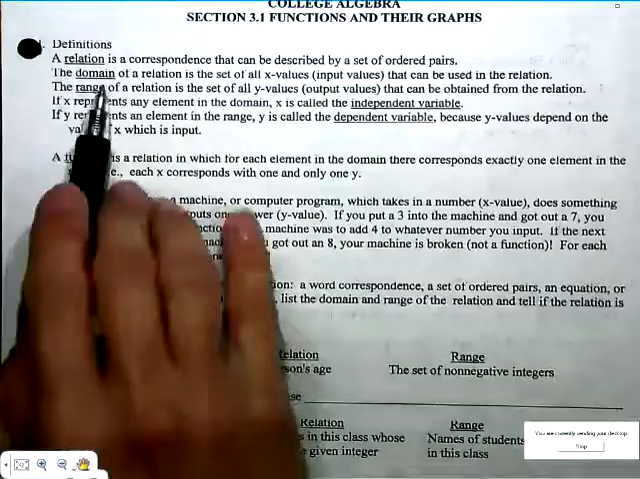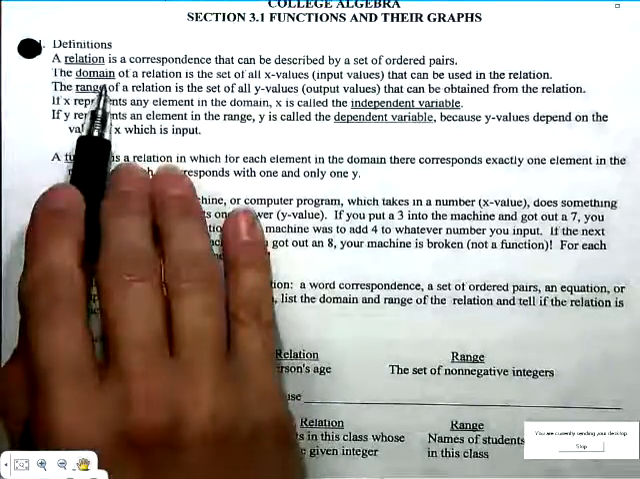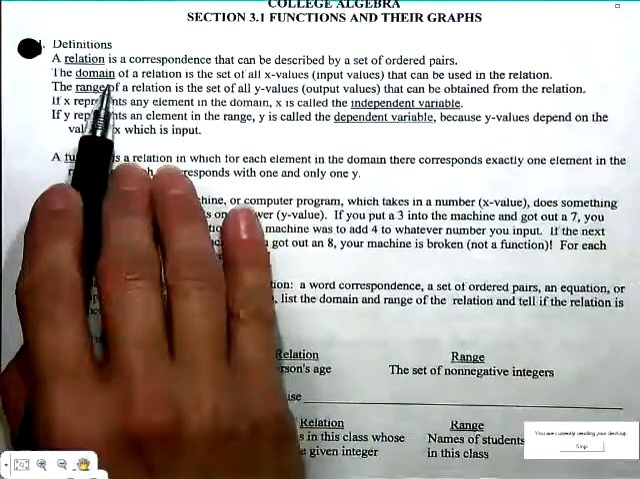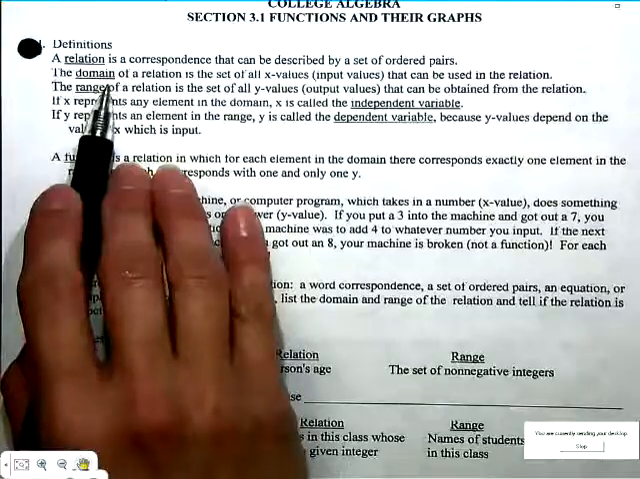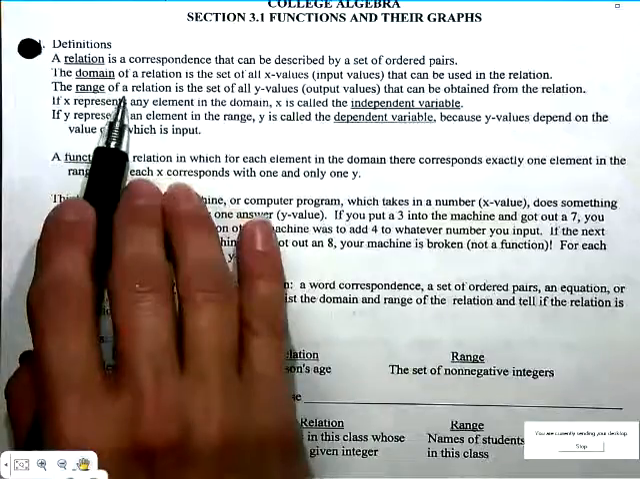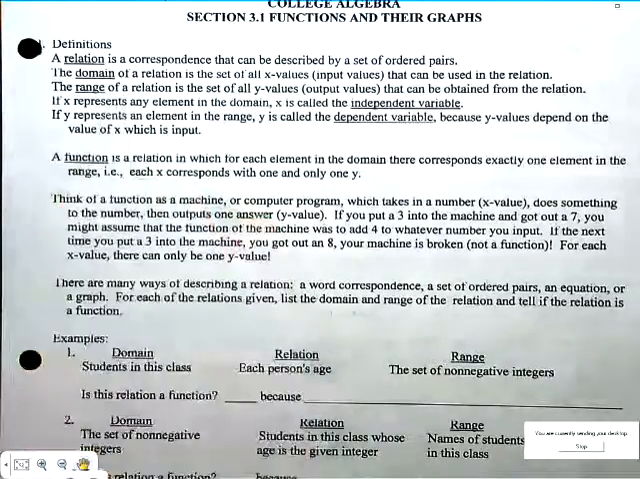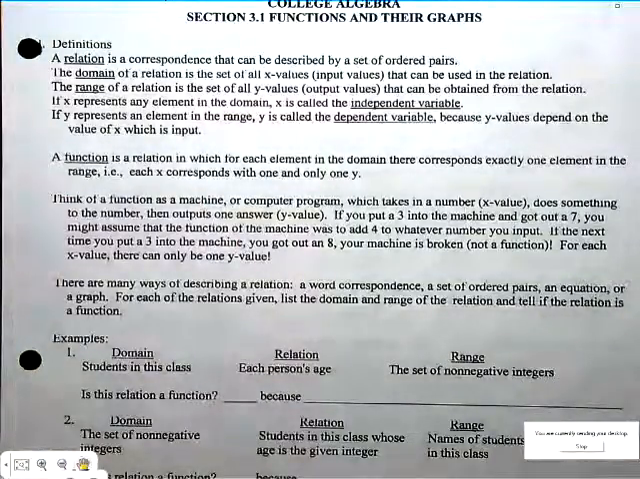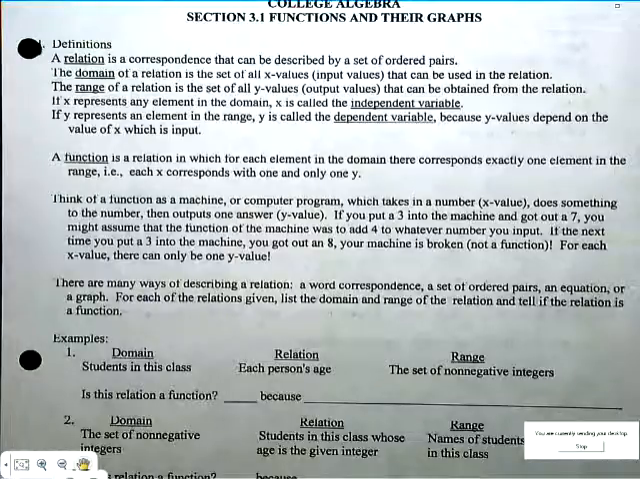So the domain is the set of x values that won't tear up the machine. You know, there's some things you can't put, like ball bearings in a washing machine, not good. You can't put anything into the machine that will tear up the machine. The range is the set of y values that can be obtained. X is the independent variable because as long as it's something that won't tear up the machine, you can just pick x to be anything you want. It's independent of anything else. Just pick an x that won't tear up the machine. But y is the dependent variable because the y you get out depends on the x you put in.